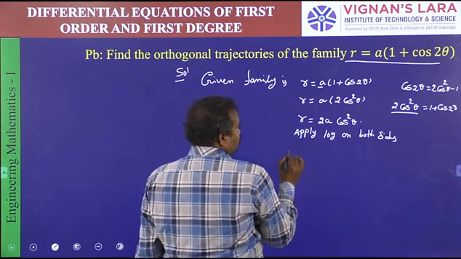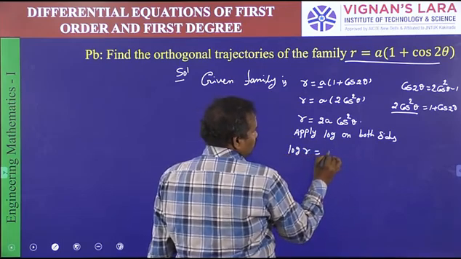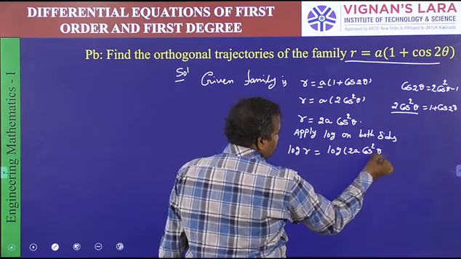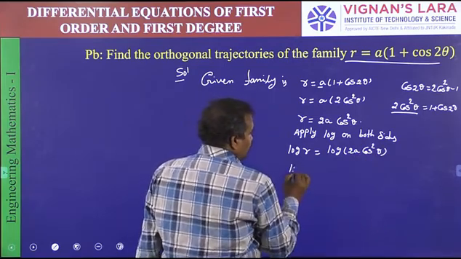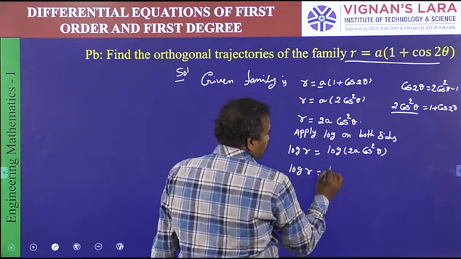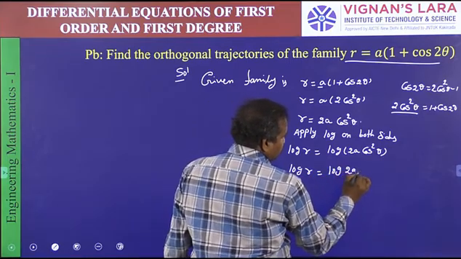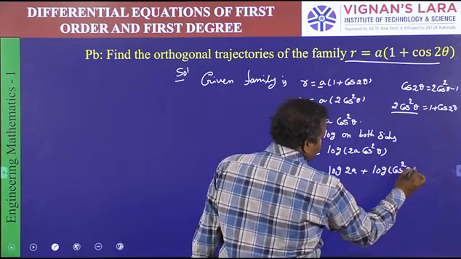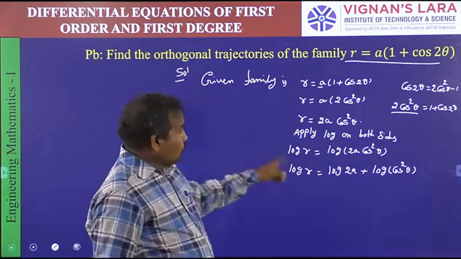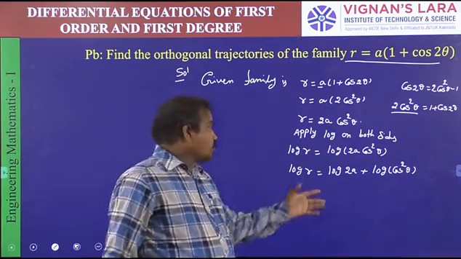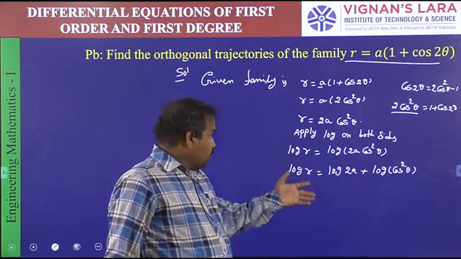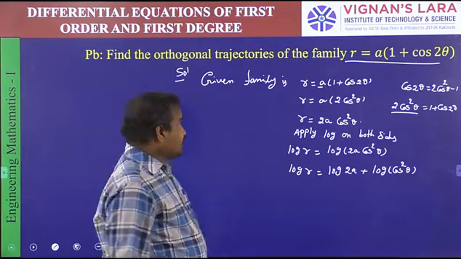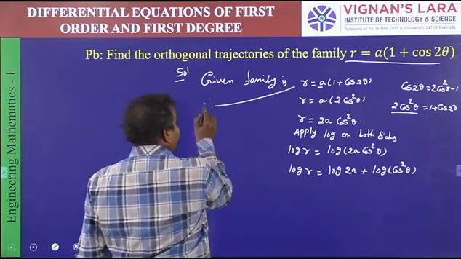Then this one, log r is equal to log 2a cos square theta. So log r is equal to log 2a plus log of cos square. Like this also we will differentiate. After applying the derivative with respect to theta to this equation, we will also get the orthogonal trajectories. But I will do this problem as it is.